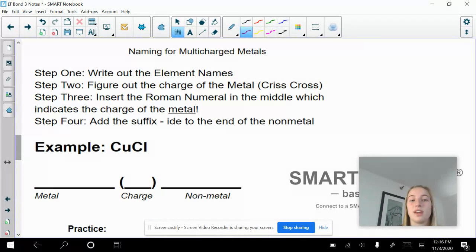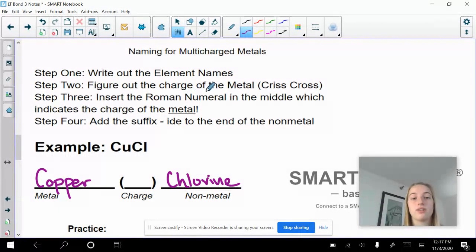So the next thing we have to do is kind of reverse it. We have to figure out our name based off of the formula. So first thing we have to do, we'll go through our 4 steps again using our example. We're going to write out our element names. So first, write it out, our copper and our chlorine.